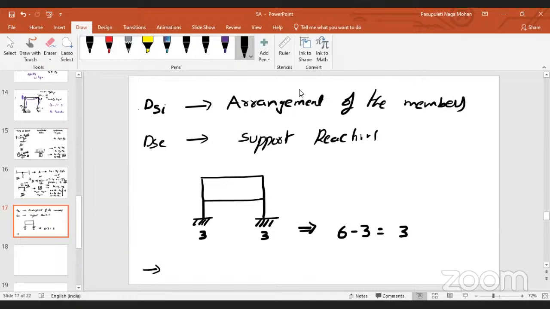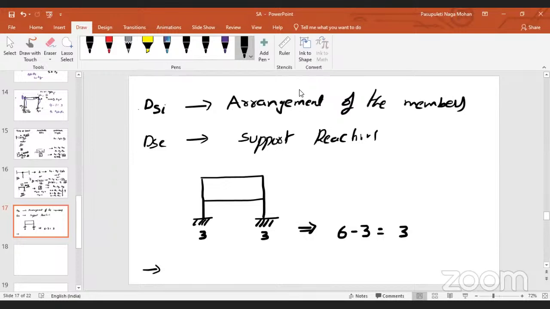This point we will not discuss for beams generally. Why? Because the beams are oriented along one direction. So if you separate a beam at a point, those reactions will be opposite to each other. That's why for beams, generally we won't talk about internal indeterminacy.